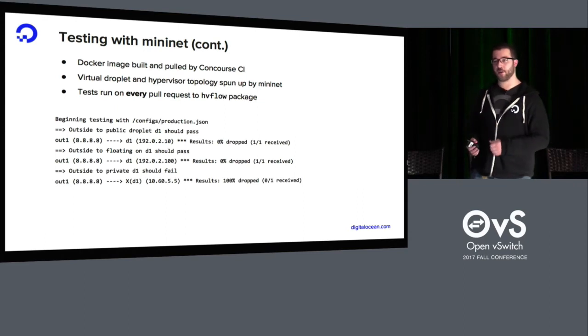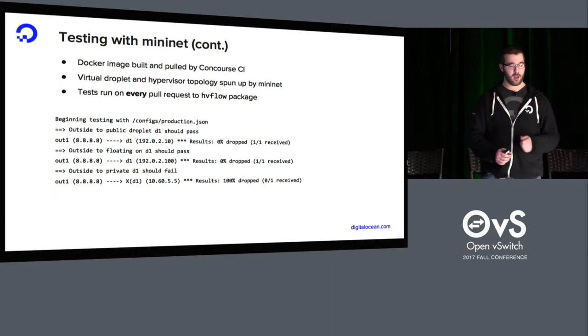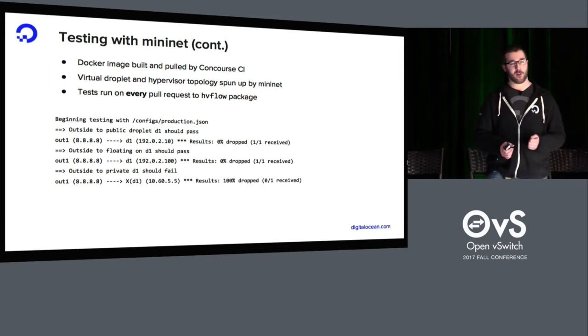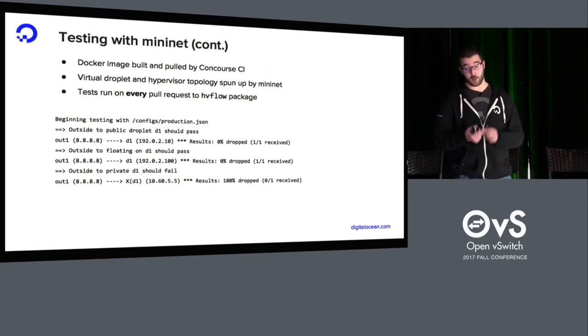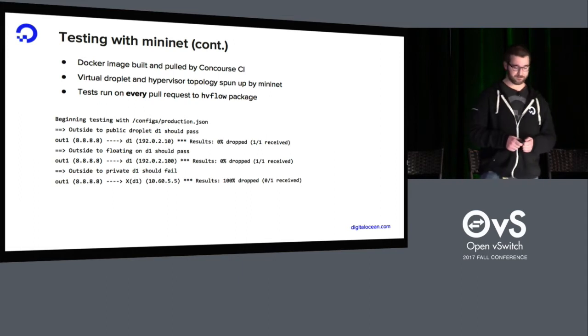When you put this all together, we build a Docker image and push it up, and it's pulled by Concourse CI. So we spin up this virtual droplet and hypervisor topology, and then we run tests on every pull request to the HPFlow package. So every single change, we can verify things like internet connectivity to a public interface or floating interface works, but internet connectivity does not work to a private interface.